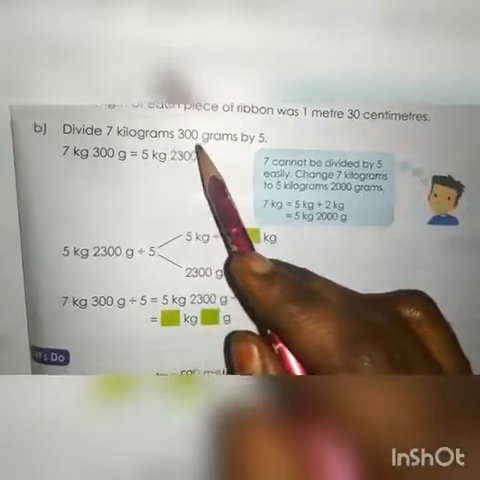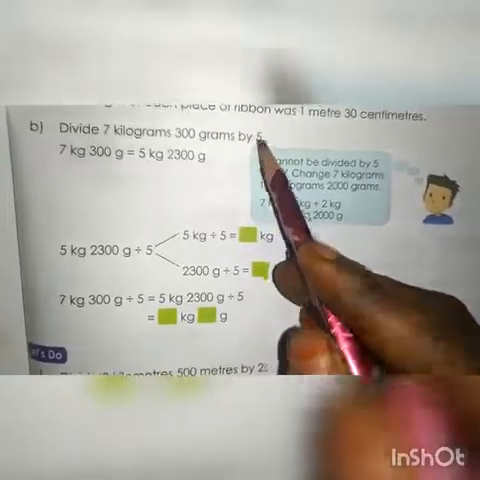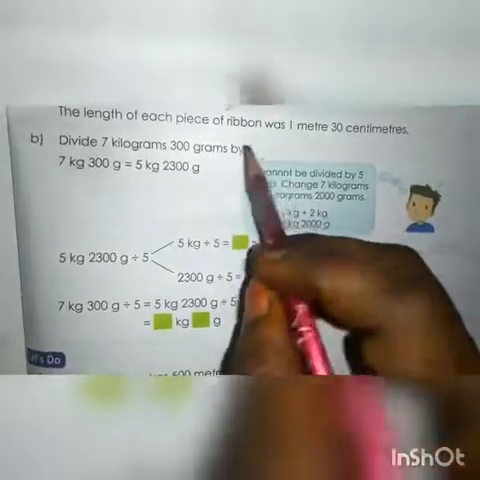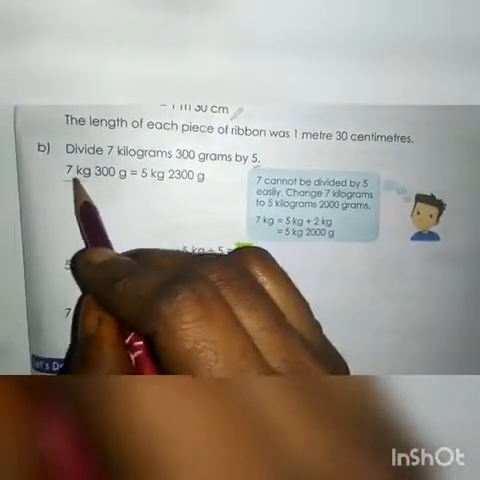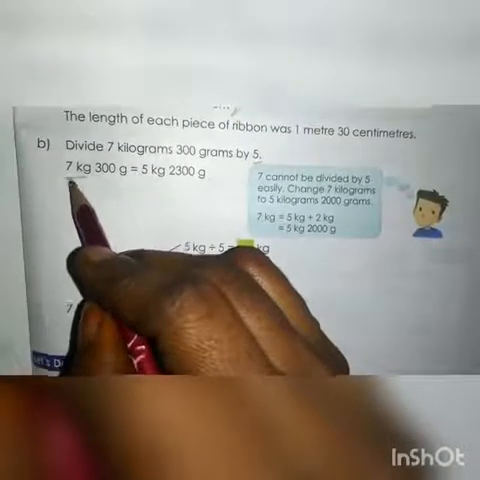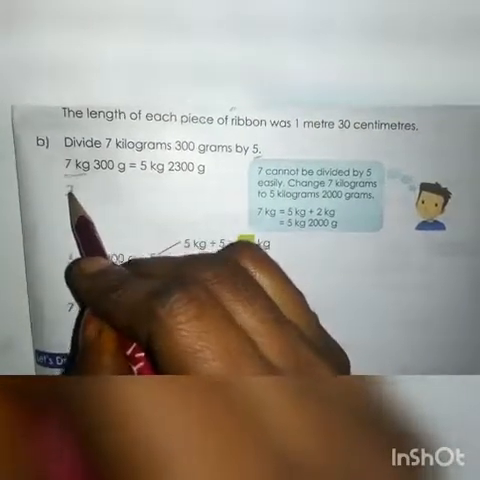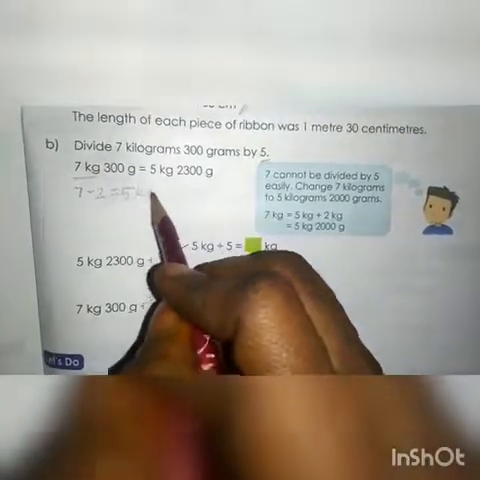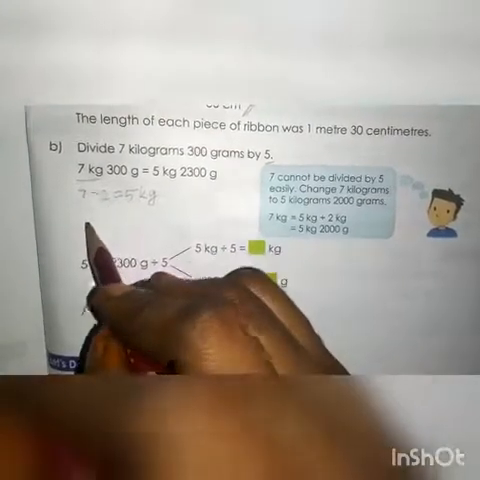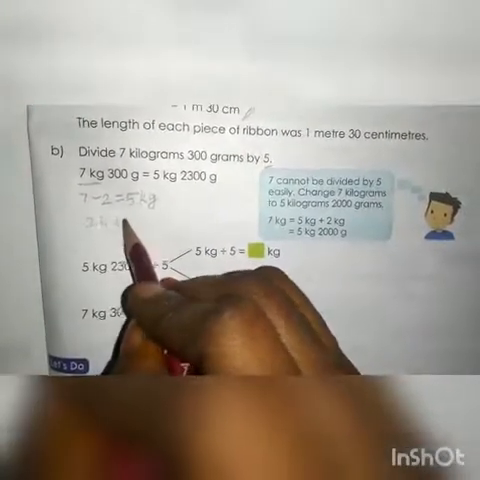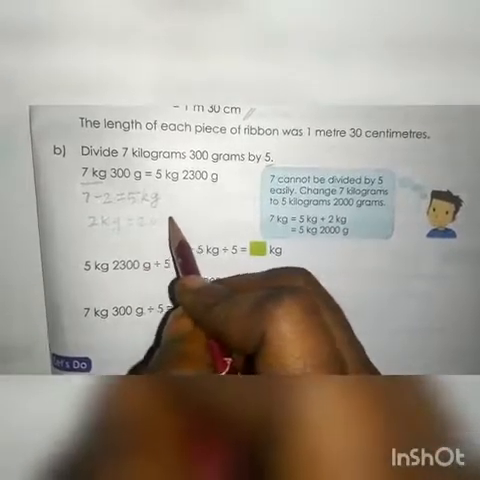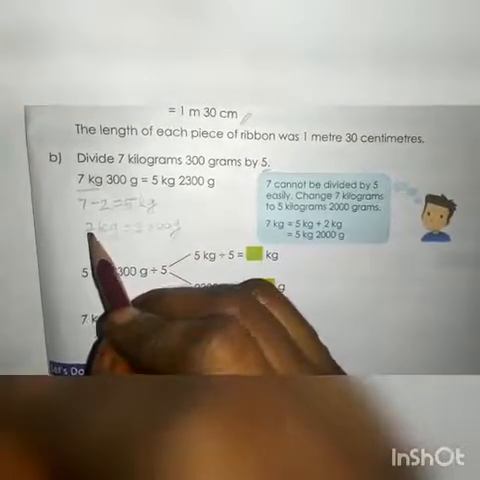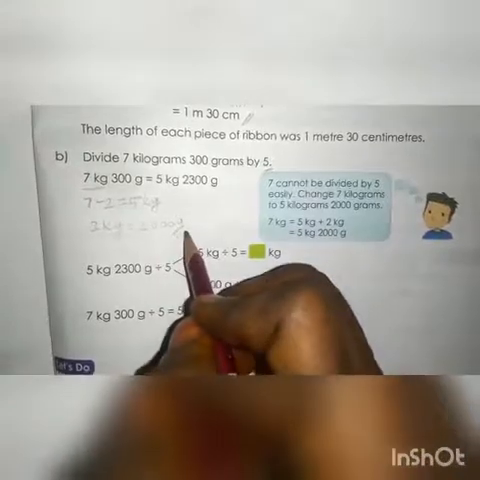Divide 4 kilograms 300 grams by 5. Here we have to divide this weight by 5. So we have to keep 7 kilogram as 5 kilogram. So what we have to do? We have to take away 2 kilogram from 7 kilogram. So 7 minus 2 is equal to 5 kilogram. Then what about this 2 kilogram? We have to convert 2 kilogram as 2000 gram. We already know that 1 kg is equal to 1000 gram. So 2 kilogram is equal to 2000 gram.